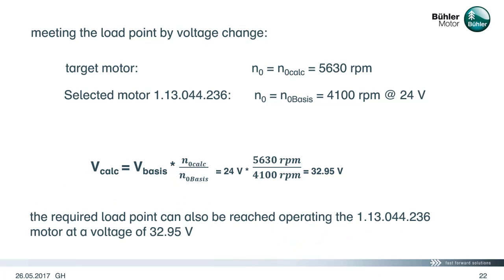So in other words, the required load point can also be reached operating the 113.044.236 motor at a voltage of 32.95 volts. Based on an existing motor, either operated with a different voltage or modified by a different winding in the armature, we can achieve the goal of operating optimally at a defined load point. The next session deals with the use of gear motors together with the motor.